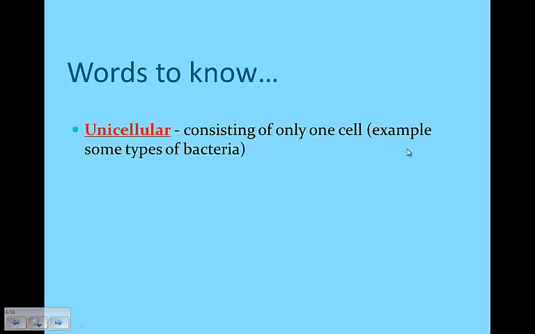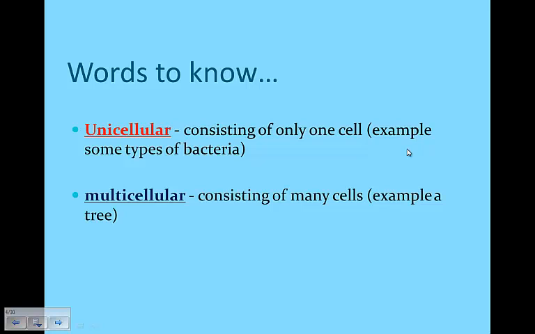Okay, some things that you need to know. Some good words. First of all, uni. The prefix uni means, what do you think? One. Very good. Yes, uni means one. So a unicellular organism consists of only one cell. And we typically see that in bacteria.